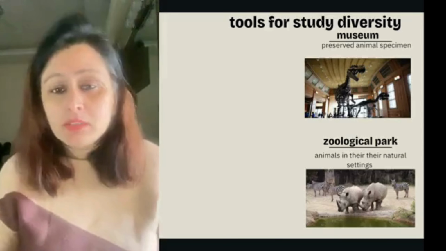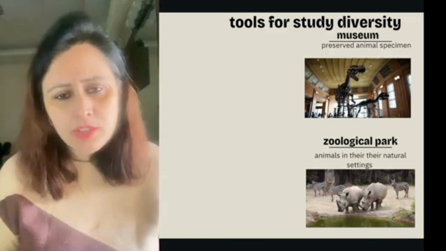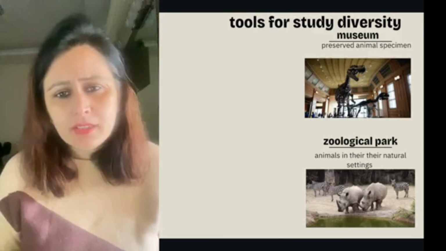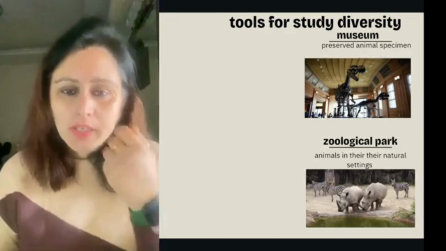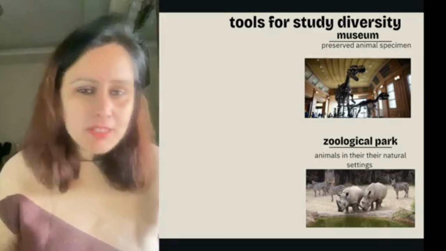So museum के अंदर preserved animal species होते, whereas in zoological park, हमें पता है, हमने बचपन से देखे हैं, zoos के अंदर क्या होता है? The animals are preserved in their natural habitat so that they can be seen and they can be studied also.